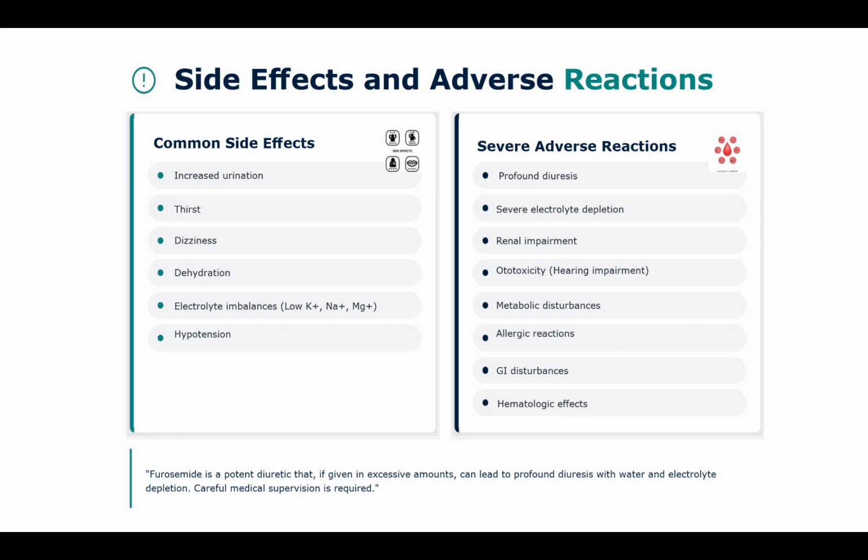Renal impairment: while used in kidney disease, severe dehydration due to furosemide can paradoxically lead to acute kidney injury or worsen existing renal dysfunction. Metabolic disturbances: these can include hyperglycemia, hyperuricemia, and changes in lipid profiles. Allergic reactions: rashes, itching, and photosensitivity are possible.